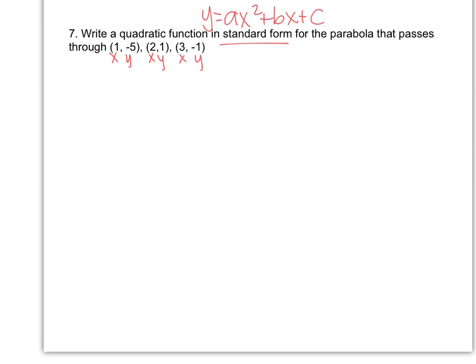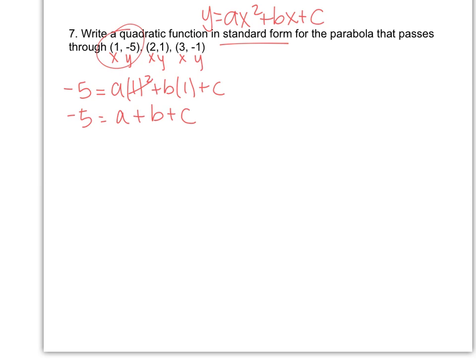So on the first one, y is -5. We don't know a. X is 1. We don't know b. X is 1. Okay, so work that out. So that would be -5 equals 1 squared is 1, so that would be a, b times 1 is b, plus c. So I plugged this first point into my standard form. So there's our first equation.